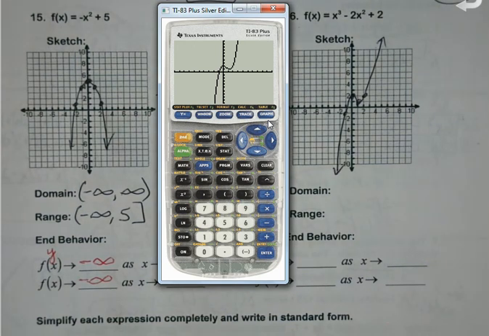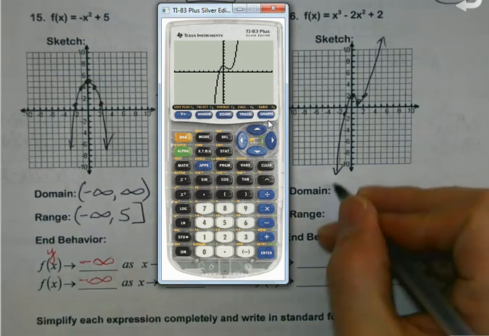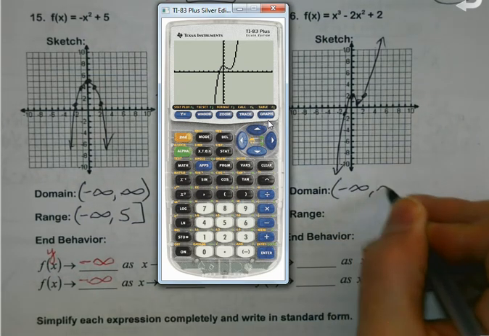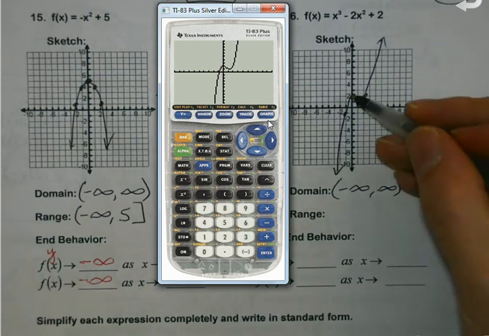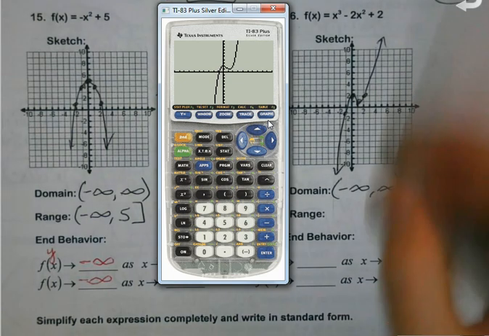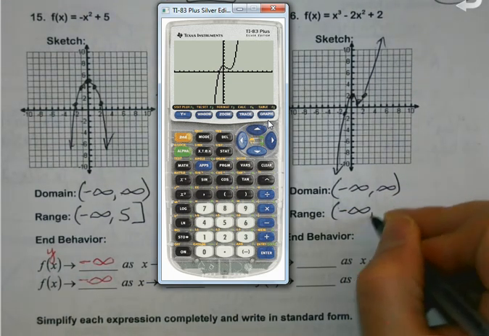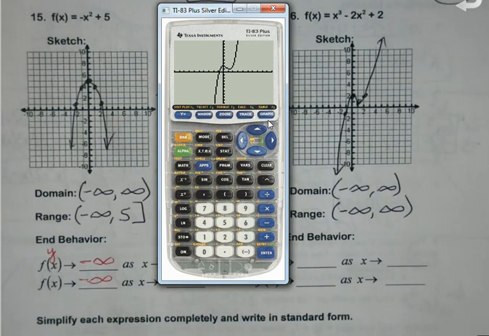Now here, this one kind of makes life easier on me as far as domain and range go, because I see arrows going both directions. Well, domain, I already know what that is. Range is going down to negative infinity and it's going up to positive infinity. Exactly. It's heading both forever down and forever up. So that also is negative infinity to infinity.